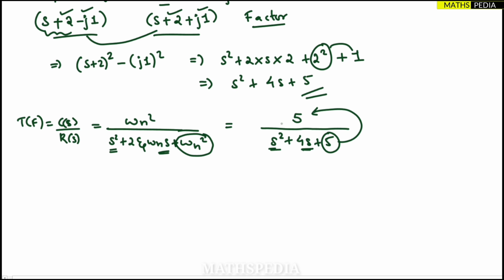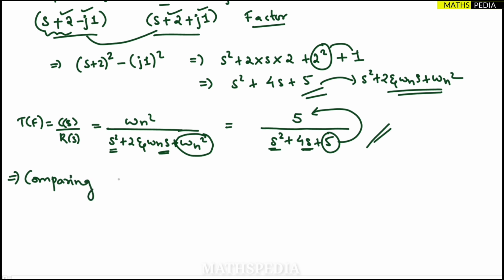So we got the transfer function: C of s by R of s is nothing but 5 by s square plus 4s plus 5. Now you compare. If you don't want to write, no need to write, just compare this directly with s square plus 2 zeta omega n s plus omega n square. Anyway, you will be getting omega n square as 5. Now we have to go for comparison. When you compare, omega n square is 5. That means omega n is square root of 5, right?